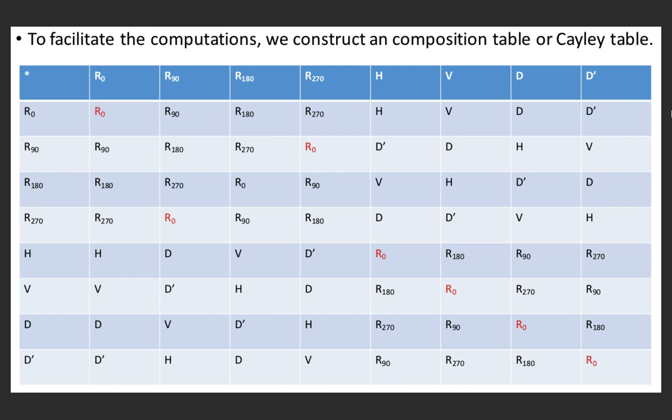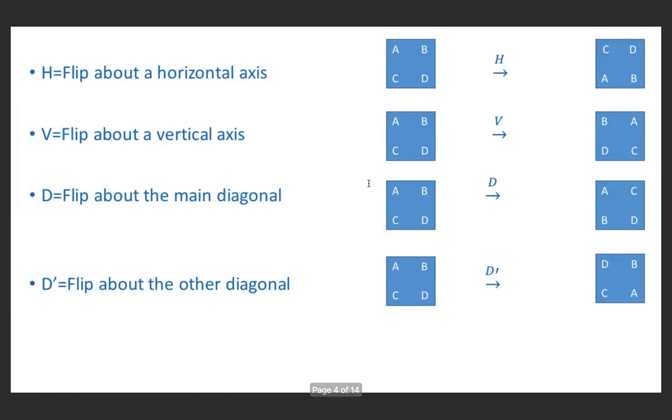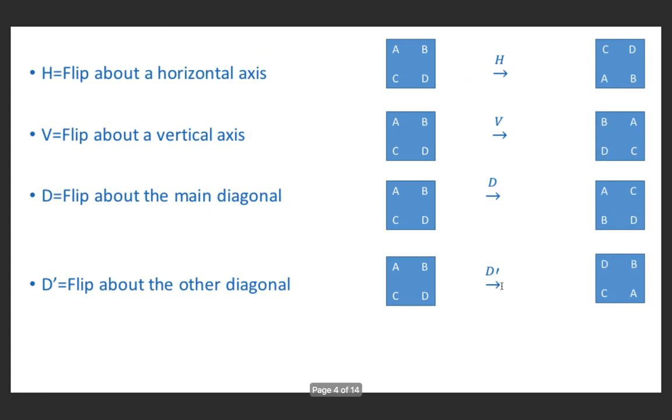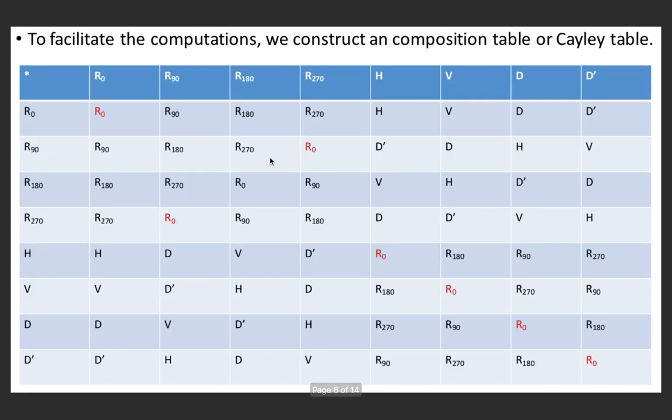You can easily construct a composition table by taking the help of these figures. We have discussed all the rotations around 0 degree, 90 degree, 180 degree, 270 degrees. We have also discussed flips around the horizontal axis, vertical axis, the main diagonal and the other diagonal. So this table can be easily constructed.